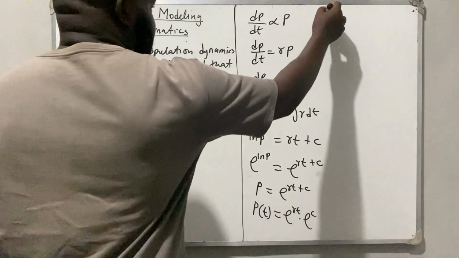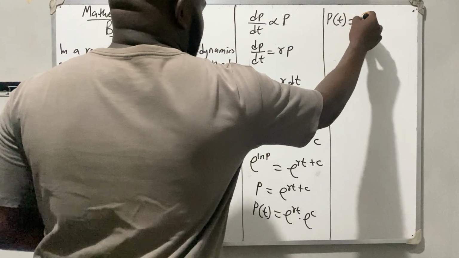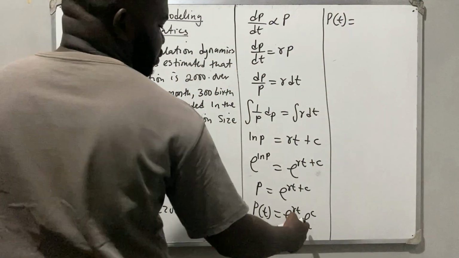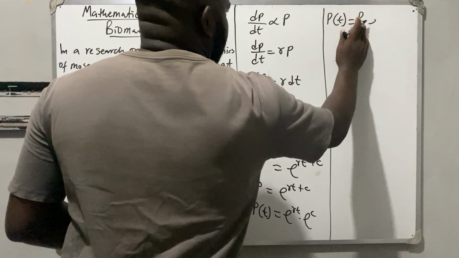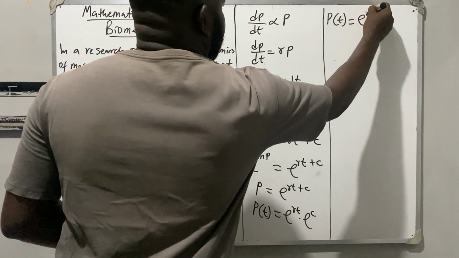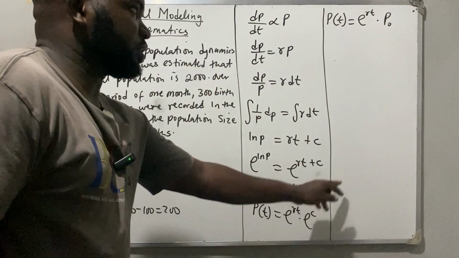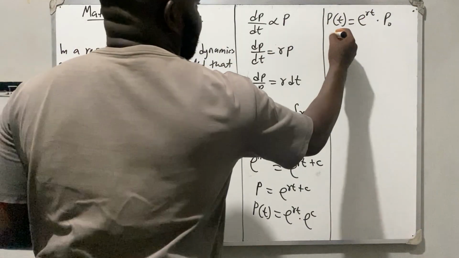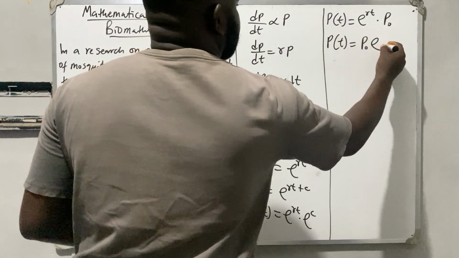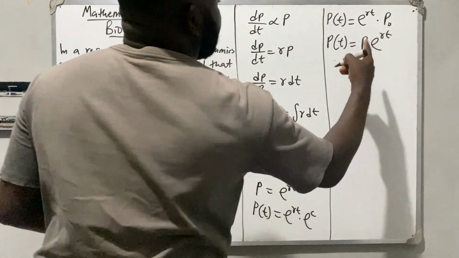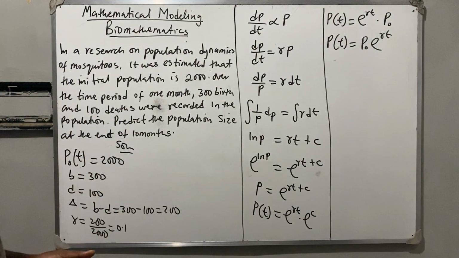So we're going to have P of t equal to, let's change it to the initial population, because it's a constant. So it's going to be the initial population multiplied by exponential rt, because the exponential of a constant is still a constant. So we now have that P of t is the initial population multiplied by exponential rt. So we have gotten our formula to use, and everything we need here is available.